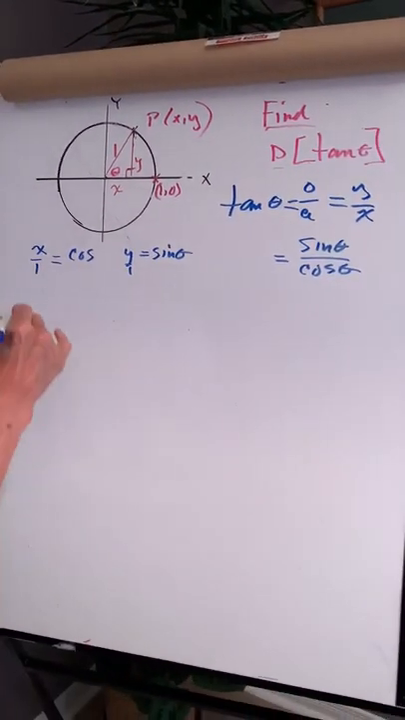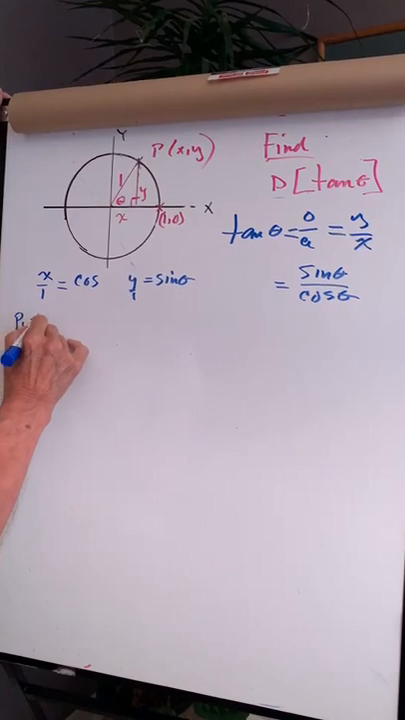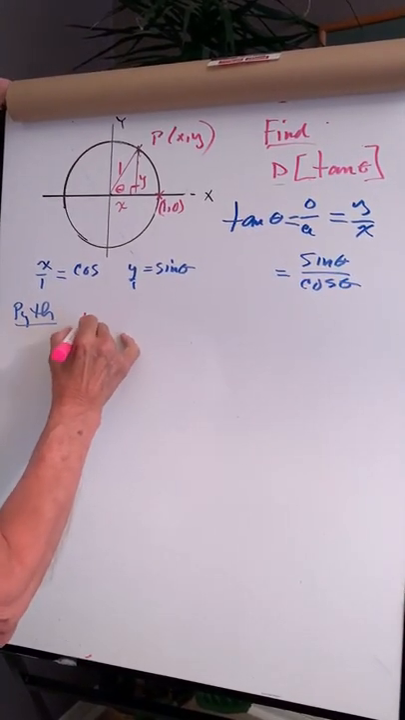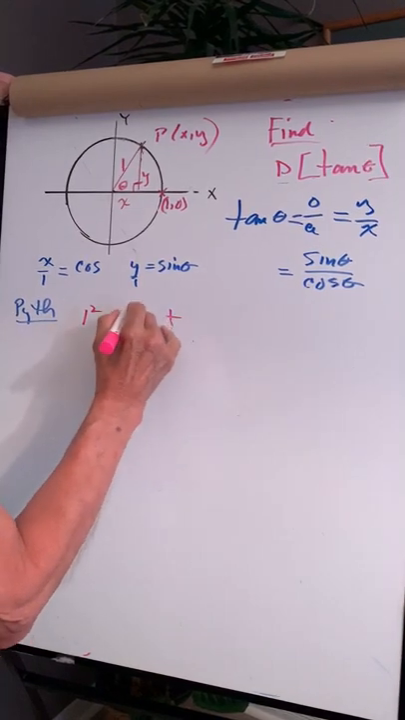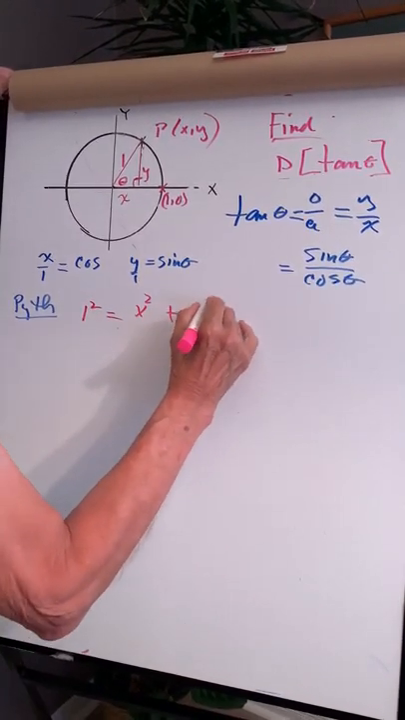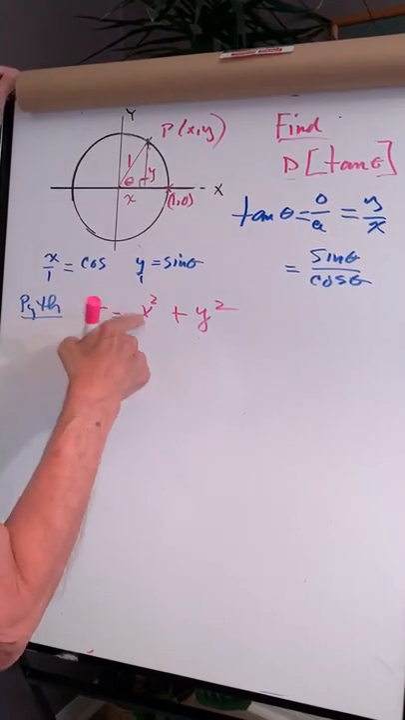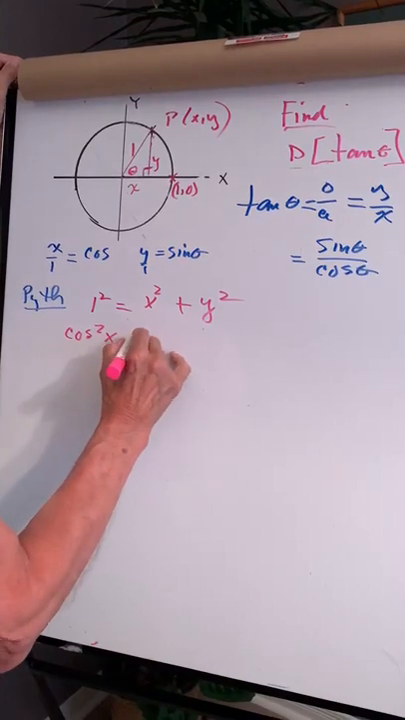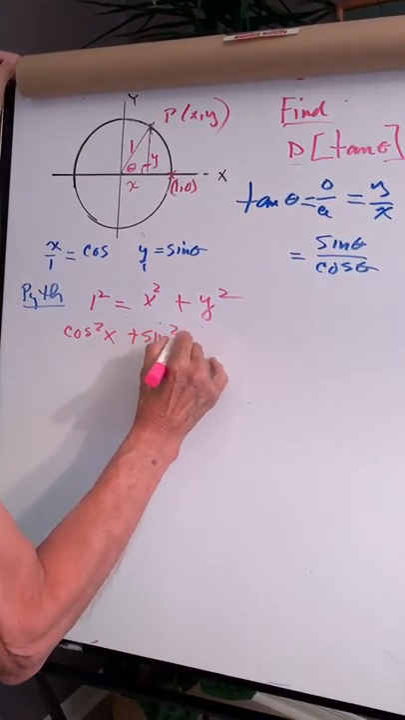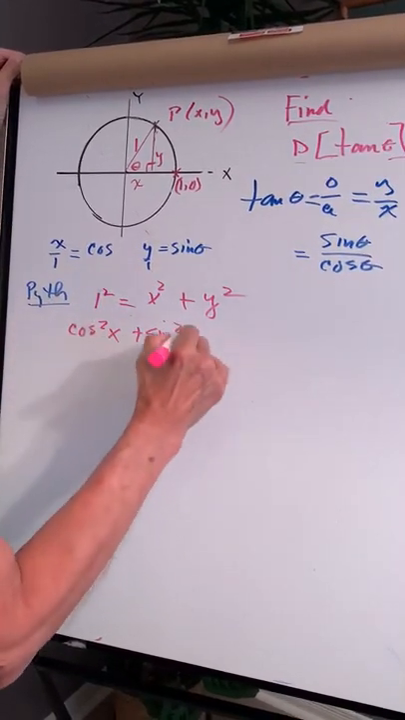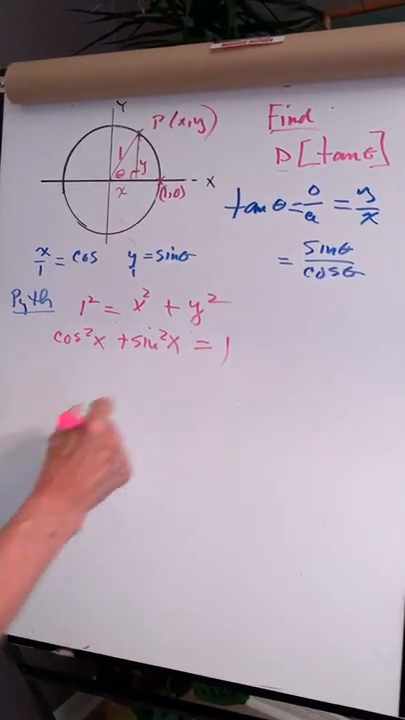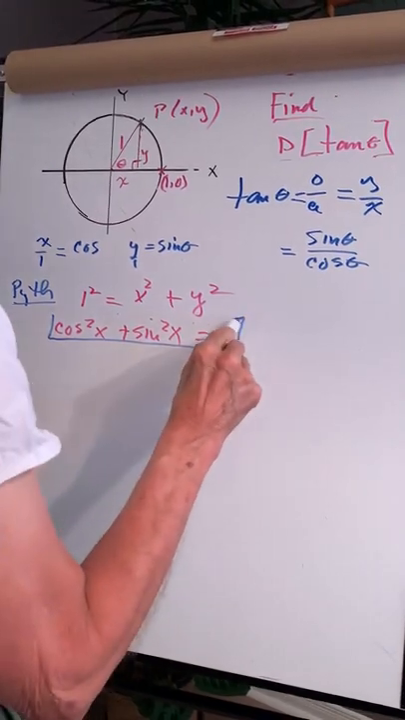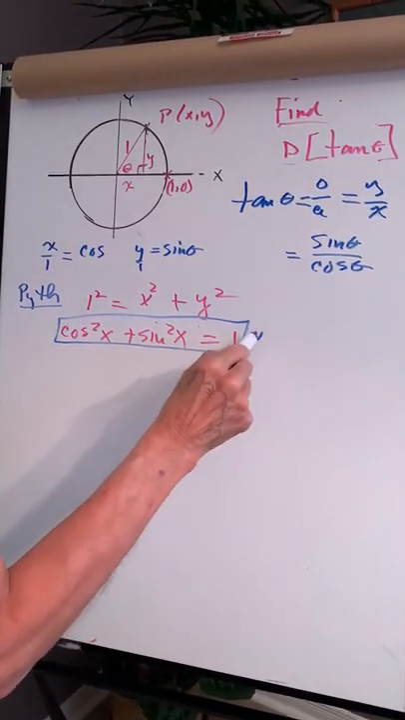But we also know by Pythagoras that the square on the hypotenuse is equal to the sum of the squares on the legs. So if I square x, I get cos squared. If I square y, I get sine squared. And so that equals 1. So therefore, this is like a Pythagorean identity: cos squared plus sine squared is always 1.